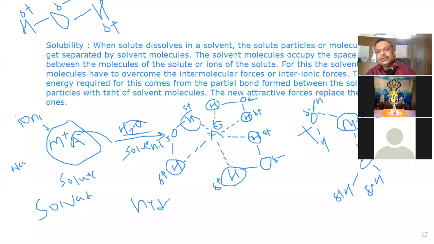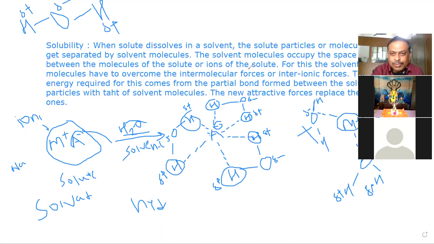लक्षात आलं first part. What is solubility? Two components, solute and solvent. Solute compound dissolves in solvent, that is solubility. And the solute particles or molecules get separated by the solvent molecules. Here we showed the example of M plus and A minus. Now A minus is totally surrounded by cations and M plus is totally surrounded by anions. Example is water, H plus here and O minus here, like this, and the solvent molecules occupy the space between the molecules or ions of the solute.